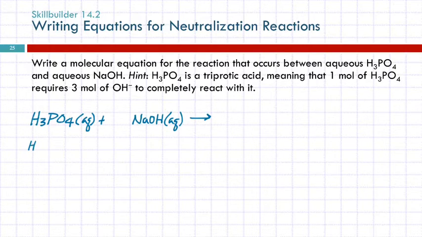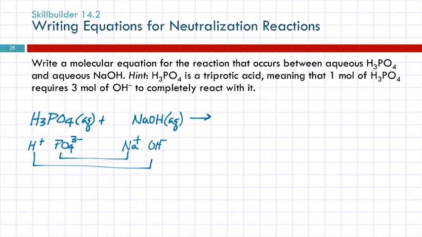So the ions present in this compound are hydrogen ions and phosphate ions. And in sodium hydroxide, we have sodium ions and hydroxide ions. And if we swap partners, we're going to get H plus with OH minus. That's going to give us water. What's the state of water at room temperature? It's a liquid. We don't want to say it's aqueous because that would be kind of silly. Water is dissolved in itself.